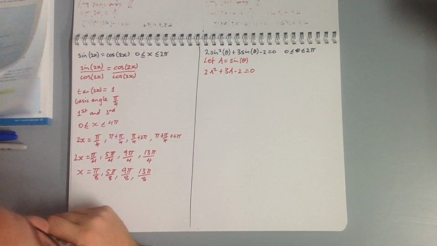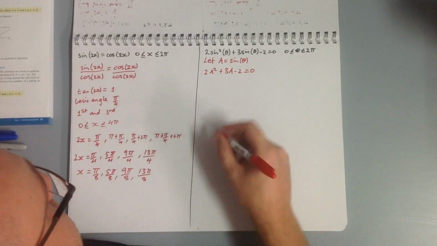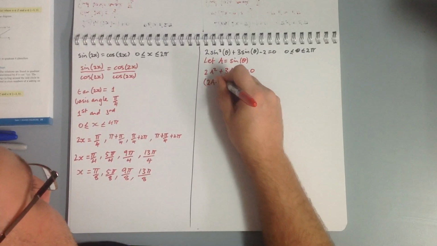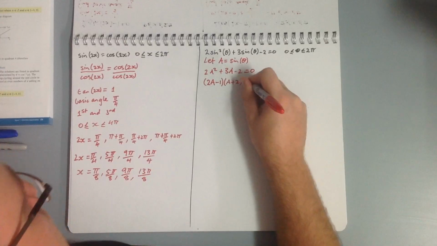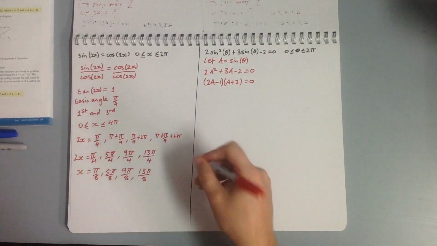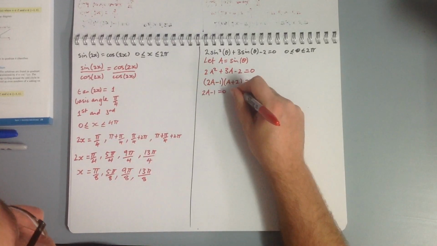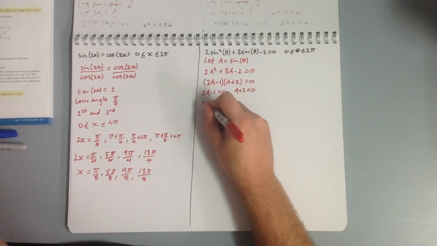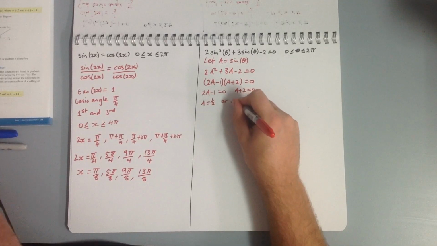And look at that, we have a nice quadratic now that we can factorise. When we factorise that, we get 2a take 1 and a plus 2 equaling 0. You can check that yourself if you don't believe me. Null factor law means that our 2a take 1 equals 0 and our a plus 2 equals 0. Therefore, a equals a half or a equals -2.